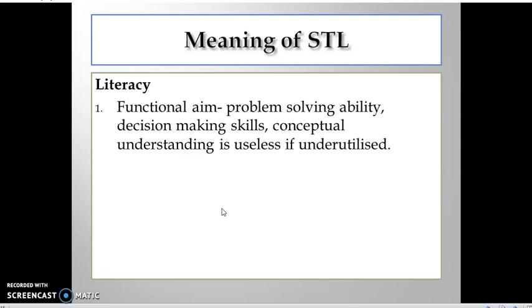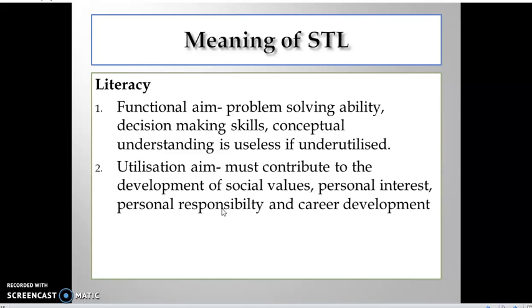But if you do not make use of it, then it turns out to be useless knowledge, or we can call it literacy. The second one is utilization aim. Now, if we look at literacy from utilization aim, it says that it must contribute to the development of social values, personal interest, personal responsibility, and career development.